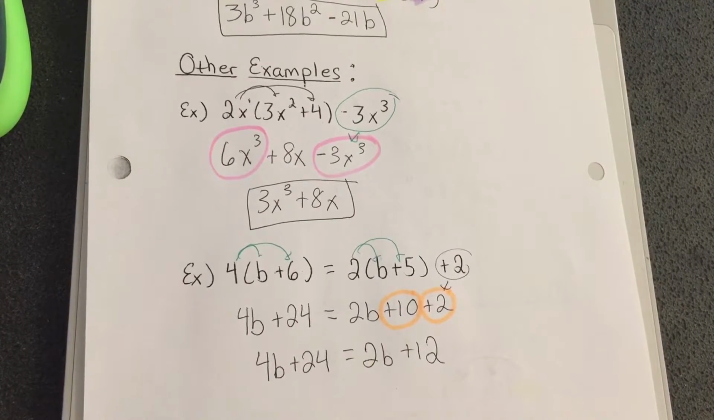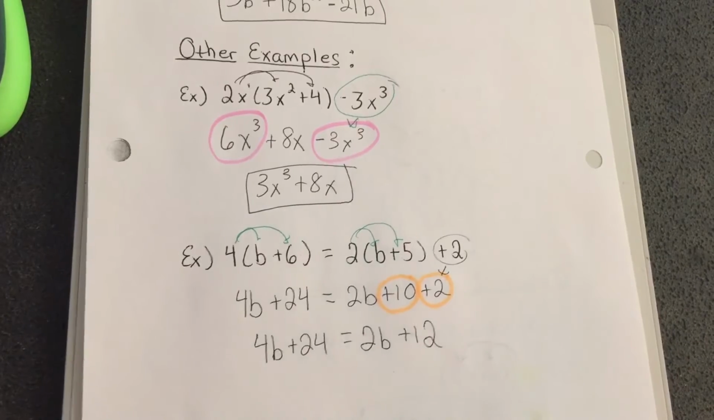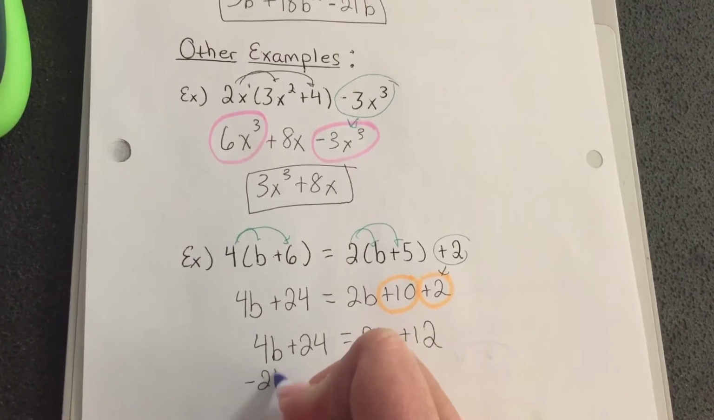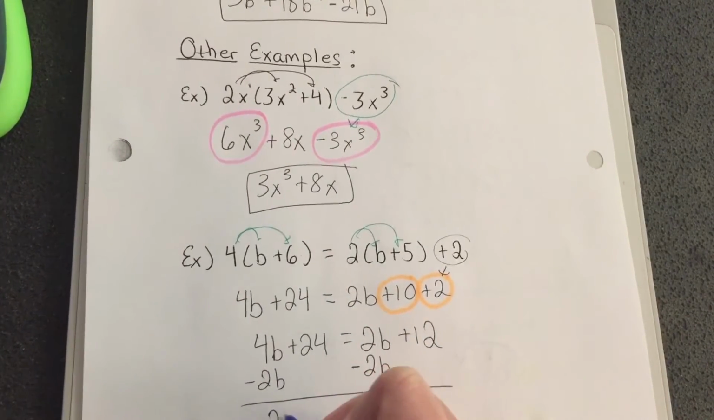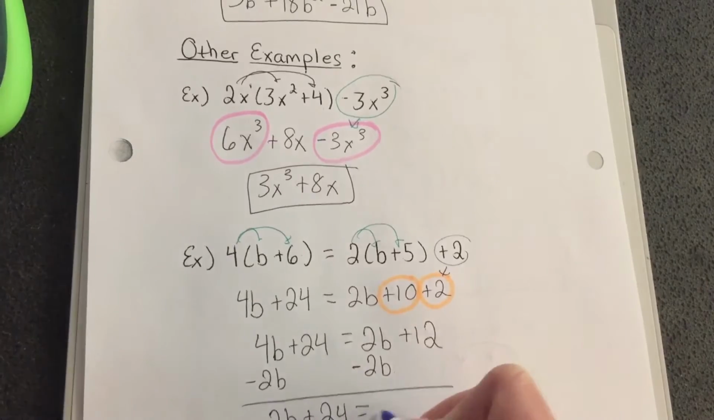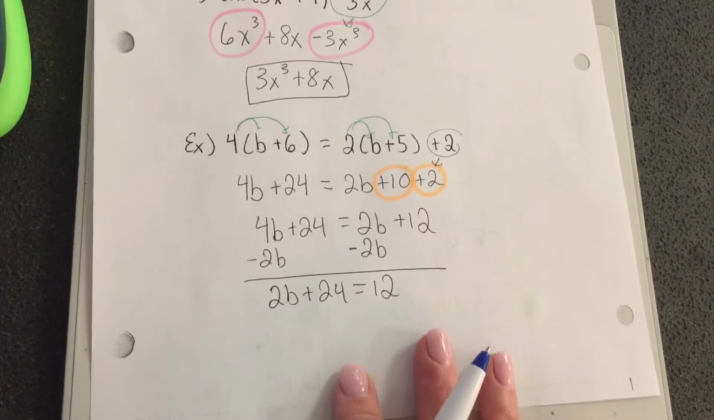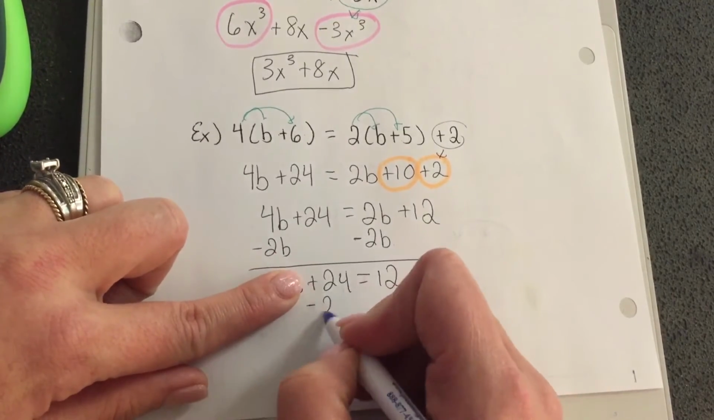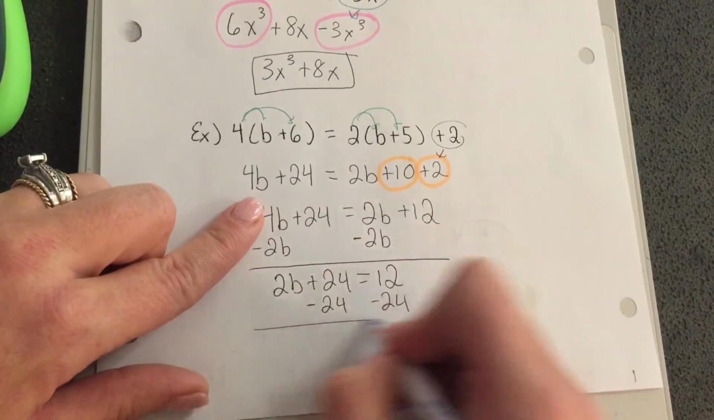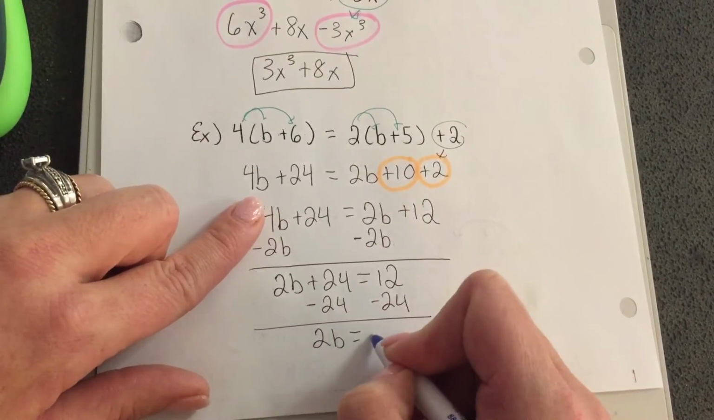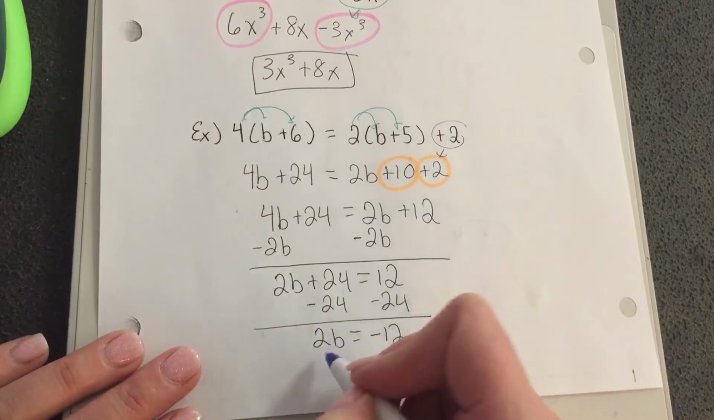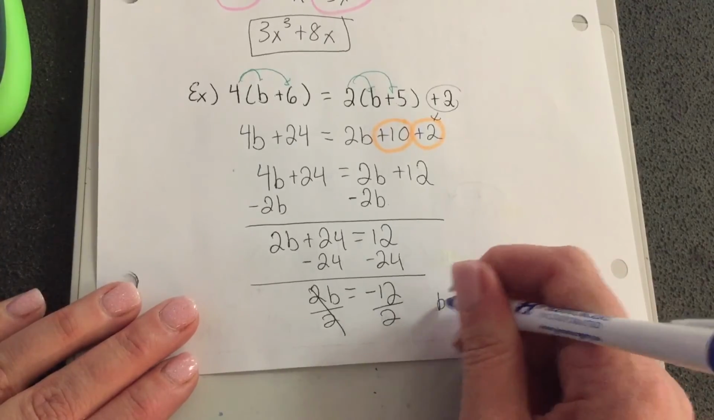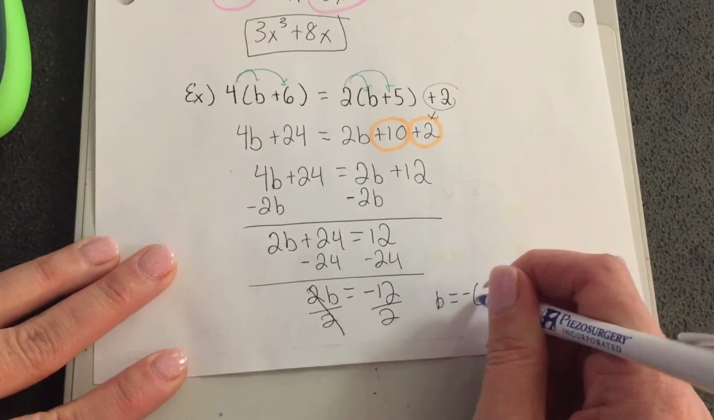And then we're just going to solve our equation. I always want you to move your variable first. And I like keeping things positive, so I'm going to subtract 2b, leaves me with 2b plus 24 equals 12. Sorry, can't see that. All right, and now I have to isolate my variable, so I have to get rid of this 24. So I have 2b equals negative 12. So now I'm going to divide by 2, divide by 2. That leaves me with b equals negative 6.